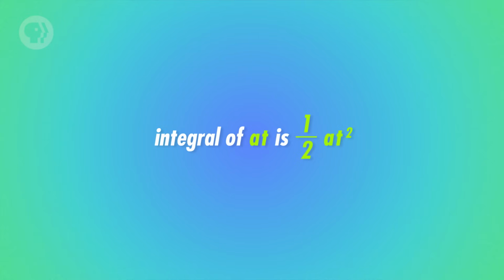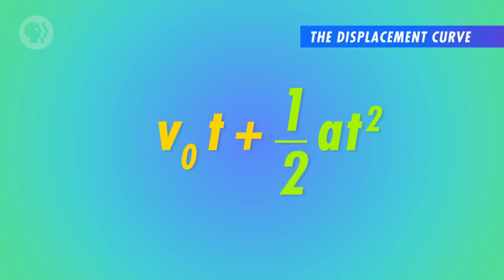There are a couple of different ways we could do it, but let's just use the power rule again. The integral of at is half at squared, and the integral of v0 is just v0 times t. Put them together and you'll end up with this, which is starting to look a whole lot like another kinematic equation, the one we've been calling the displacement curve.